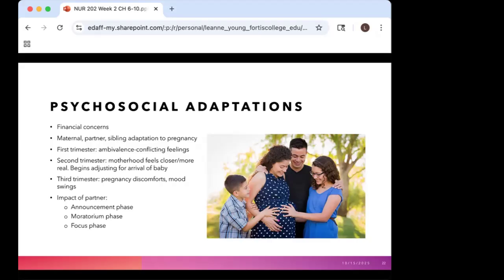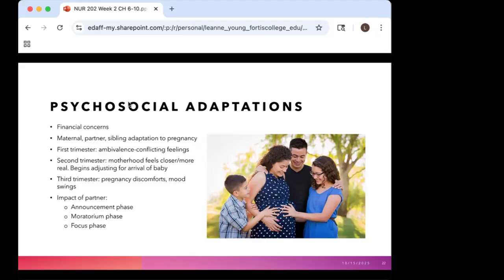In the second trimester, once you get past that 12-13 week period, motherhood feels a little bit closer, a little bit more real, and moms begin to wrap their mind around the idea of, yes, okay, I'm going to be having this baby. This is going to be a new addition to my life and to our family, and it's going to be awesome. And they start to adapt to this and get used to this.